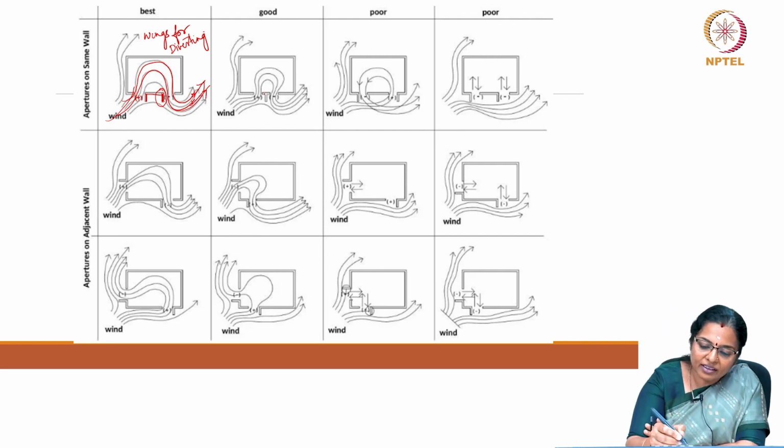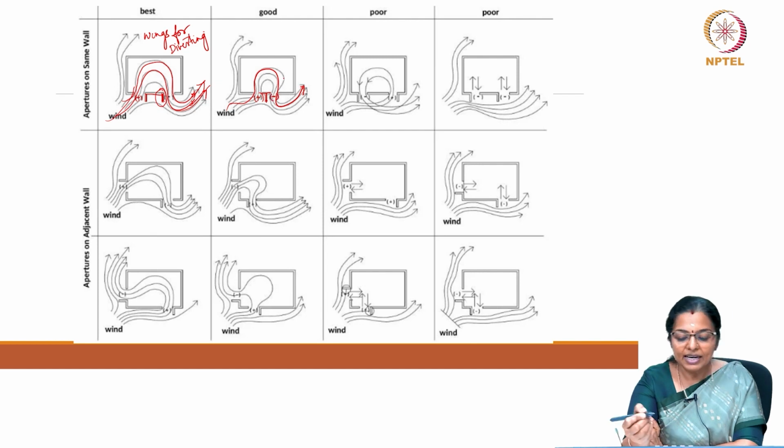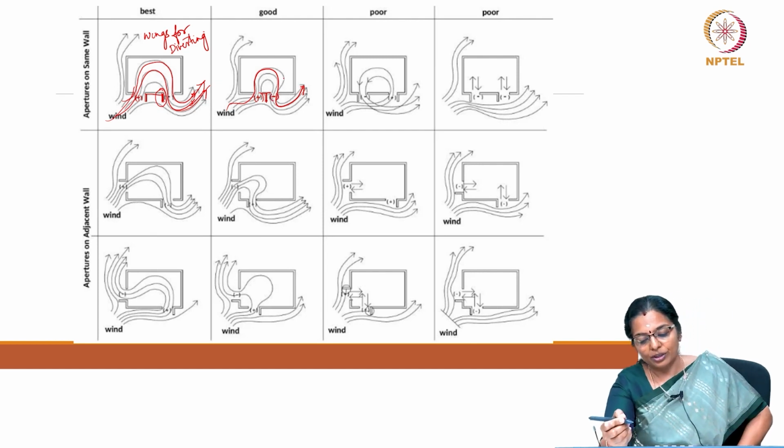Another good solution, but not the best solution, is having a single wing. When you have an aperture on the same wall, then if there is no possibility of having two wings, you could have at least one wing which will divert the breeze, causing a positive pressure along the inlet side and a negative pressure on the outlet side.